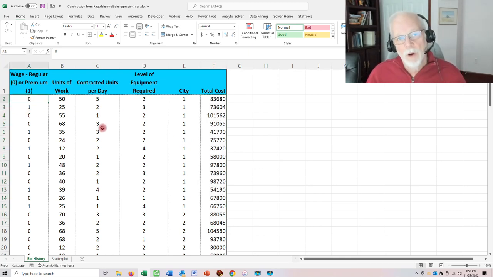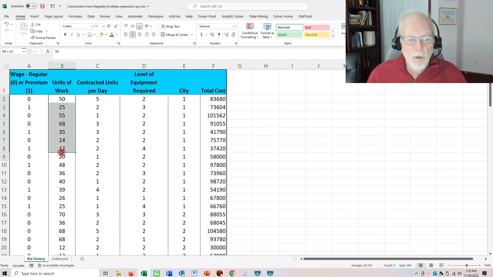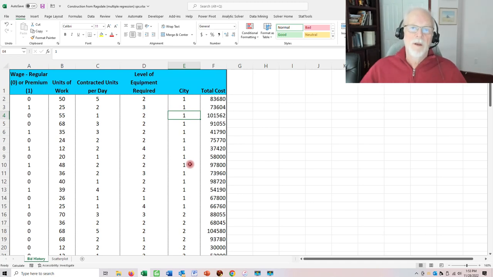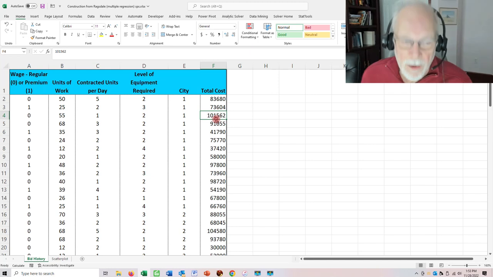Whether the wages paid were regular wages or were premium wages. 0 means regular, 1 means premium, which means it's a binary variable. How many units of work were required for the job. How many contracted units of workers were used on the job per day. The level of equipment required, where a higher number indicates more sophisticated equipment. And what city the work actually was done in, city 1 up through city 6. And then, of course, the thing we're trying to predict, total cost in dollars.